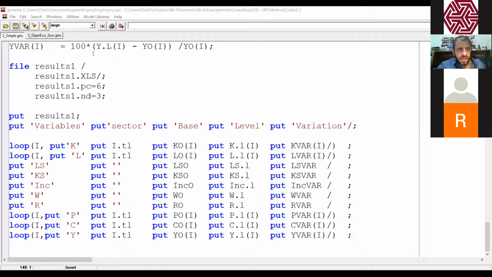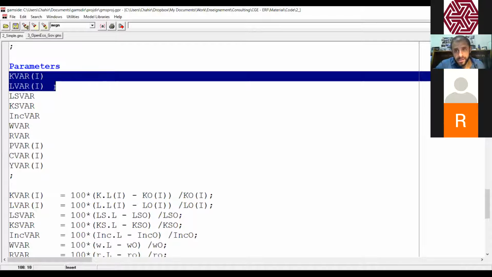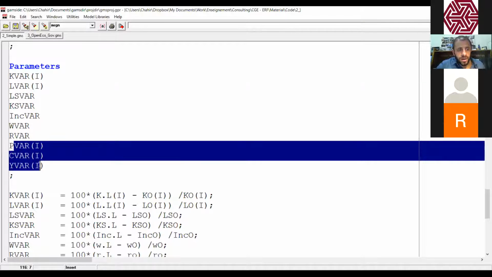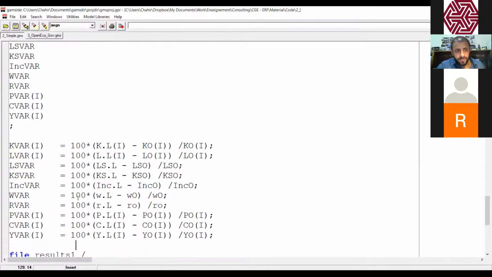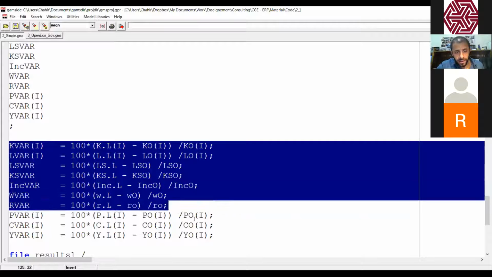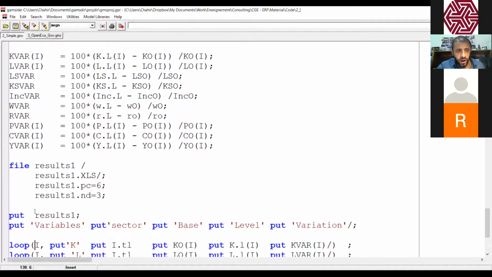So as you can see here, now we have to create a different set of parameters with an index I for the variables that have an index I. So capital demand, labor demand, consumption, prices, and so on. We calculate the same variables that we need to calculate with the index I. And then we create also a new results file.